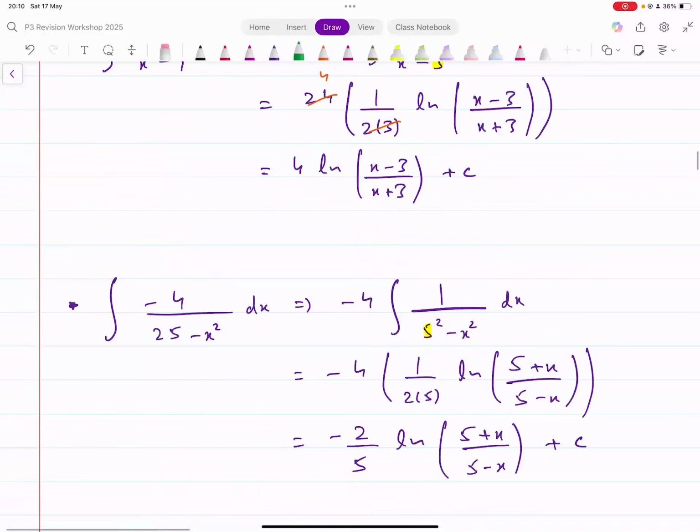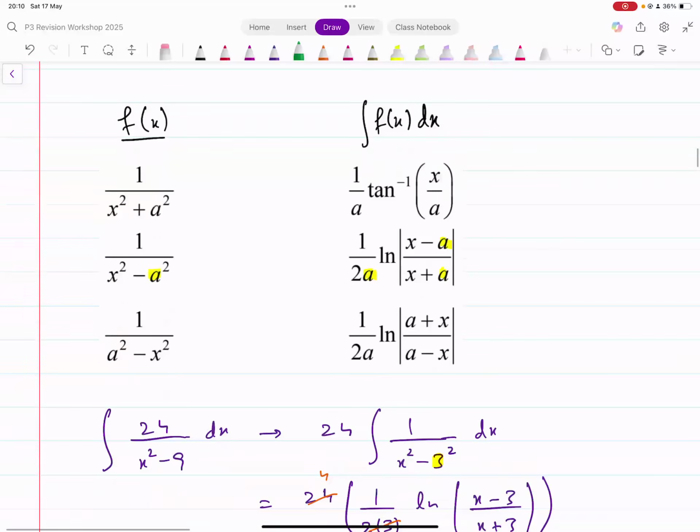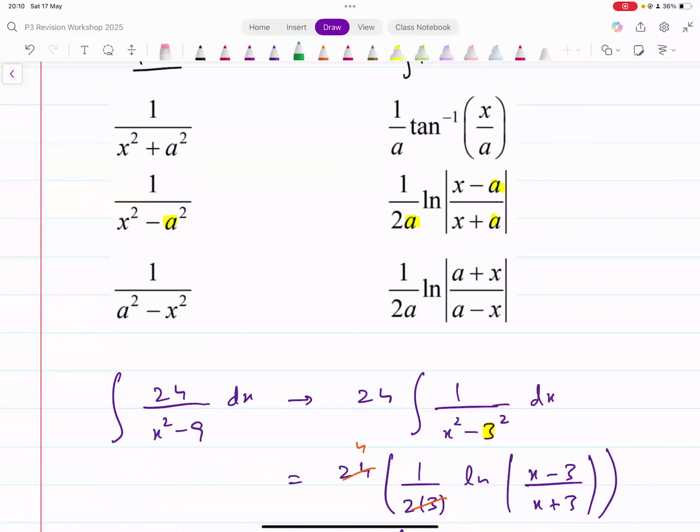All right. In these cases as well, if a is not a perfect square, for example, if it's 3, you could write that as square root of 3 whole square, just like we could do that for the tan inverse form. We could do that in this form as well. We could write that in square root form, and that will work. Okay.